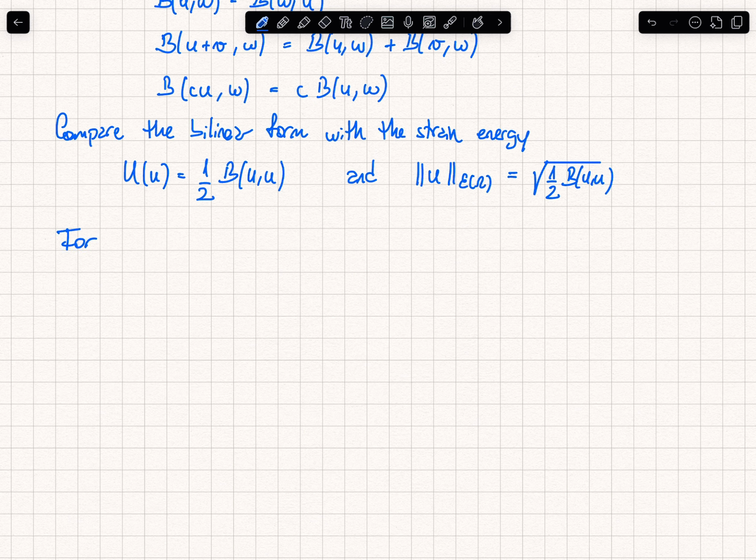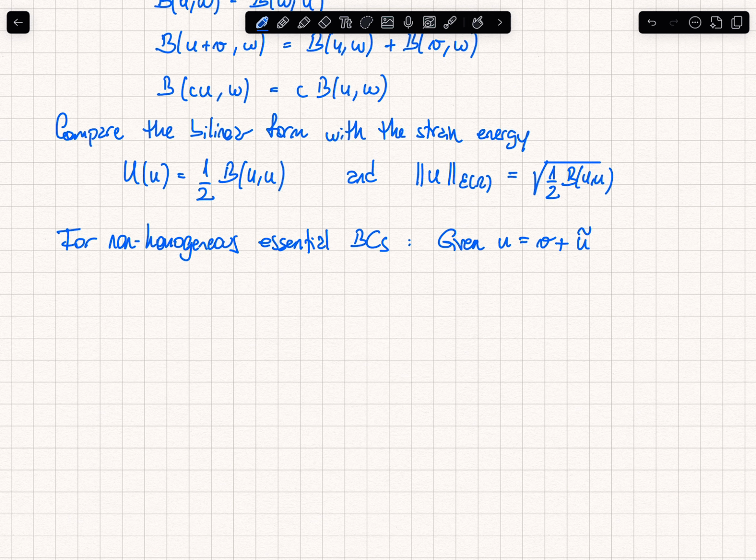So for non-homogeneous, basically non-zero, essential boundary conditions, given u is equal to v plus some u tilde. So I'm going to now express my solution u as the sum of 2 functions, one that I call v and one that I call u tilde.